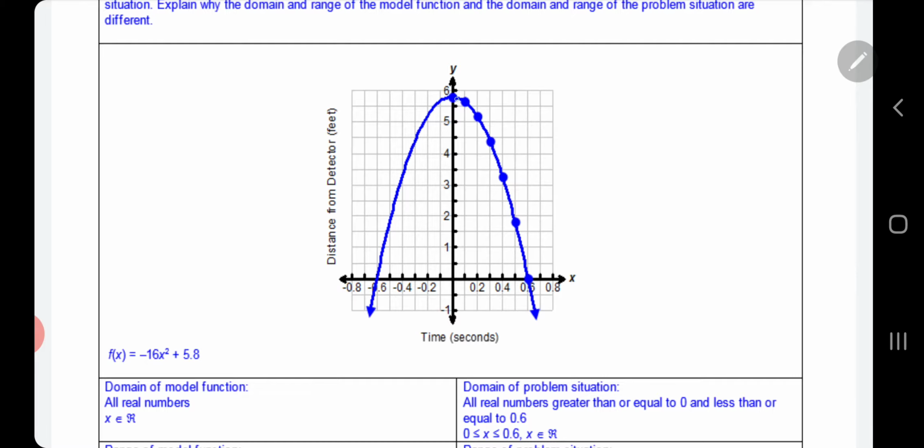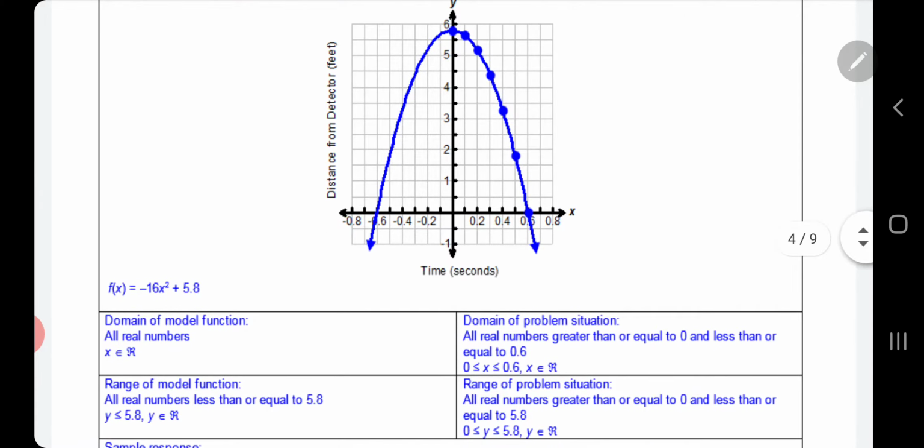But once again, the highest point we get is 5.8, and we go down forever. So we got our highest point is 5.8, so we are always less than or equal to 5.8. Once again, we go down forever. So like indicated here, y is less than or equal to 5.8, and y is a real number.